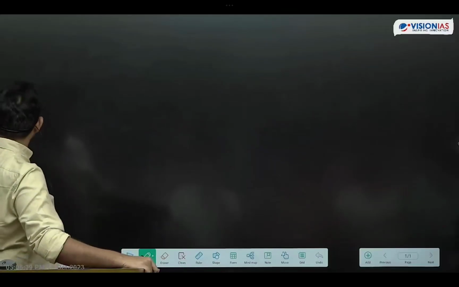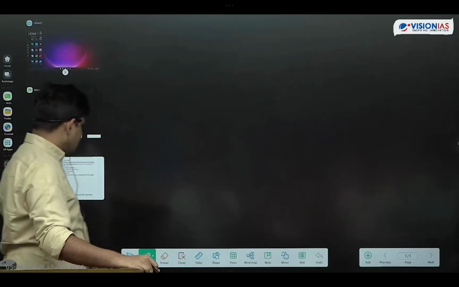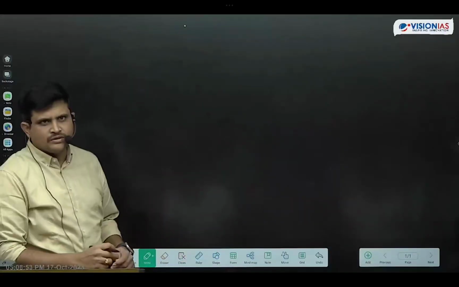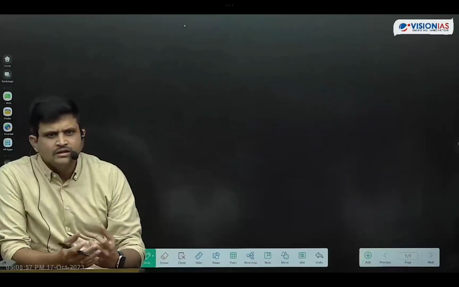Okay, shall I start? Applications of the Digital India program. What are the different applications regarding the Digital India program? The first one is DigiLocker, digital lockers as we call it. What is the use of these digital lockers?